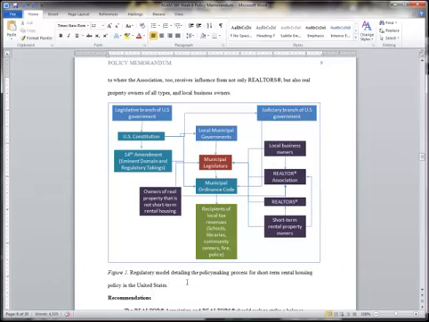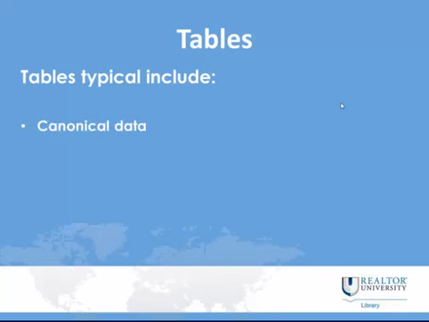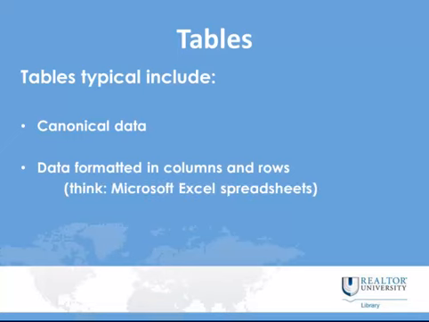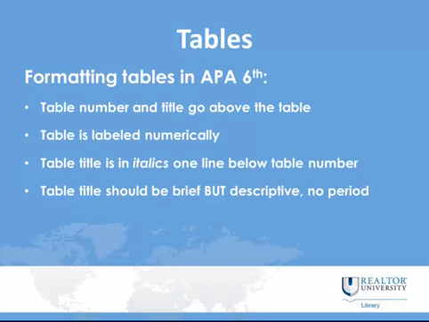Everything else is lowercase. Tables typically include canonical data or data formatted in columns and rows. It makes you think of Microsoft Excel spreadsheets. So if it's something that you would typically see in a Microsoft Excel spreadsheet or format, that would be a table. Tables have different formatting than figures. Table number and title go above the table. So that's what's different: in figures it's below, in tables it's above. The table is labeled numerically. The table title is in italics, one line below the table number. The table title should be brief but descriptive with no period.